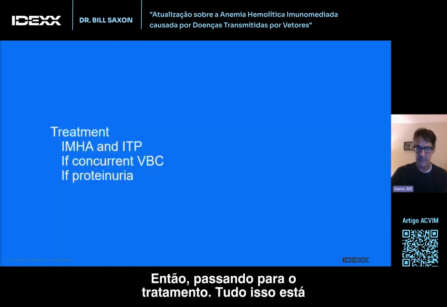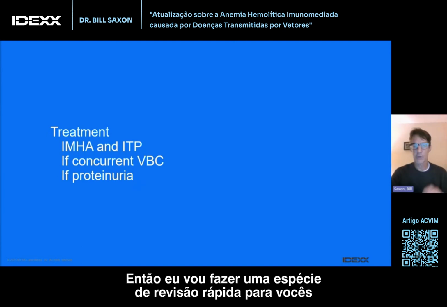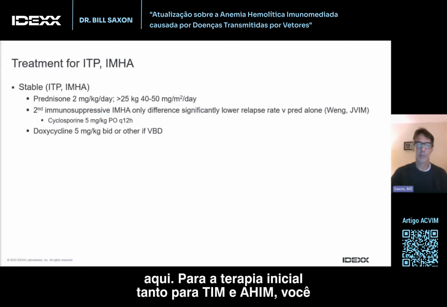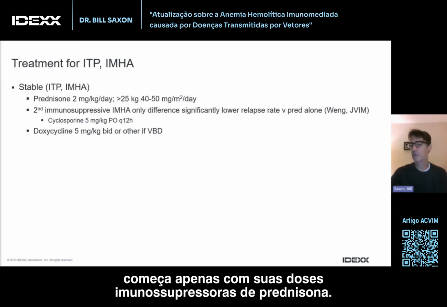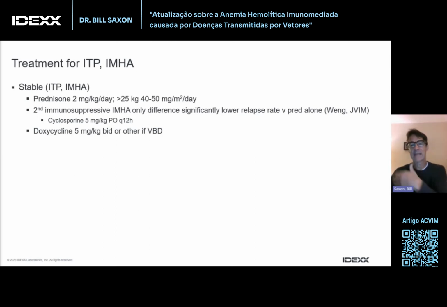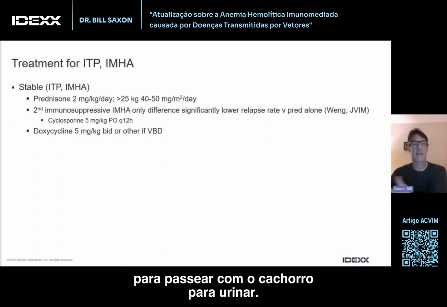So moving on to treatment, this is all spelled out in those guidelines I mentioned. So I'm just going to do a quick review for you here in the time that we have. But for initial therapy for both IMHA and ITP, you just start with your immunosuppressive doses of prednisone. You give it once a day in the morning because that makes for less nighttime PUPD, so the owners aren't having to get up in the middle of the night to walk the dog to urinate.